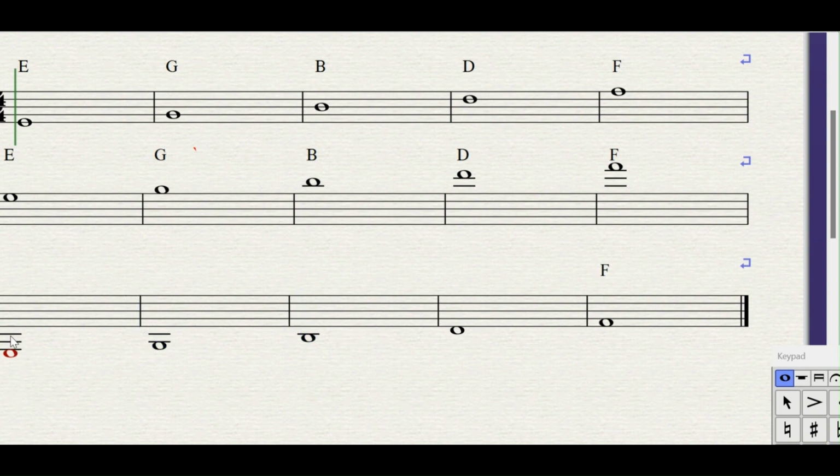Let me label them. E, G, E, B, and F. So ledger lines are small lines you draw above and below the stave if you wish to extend it and play notes that are not within the staff itself.